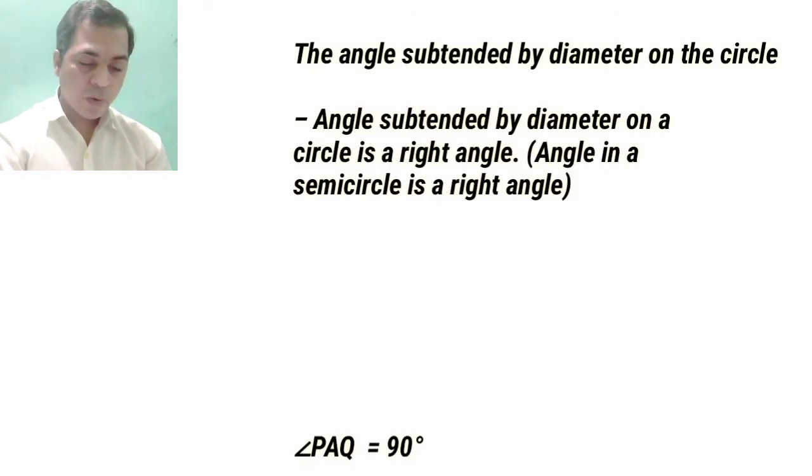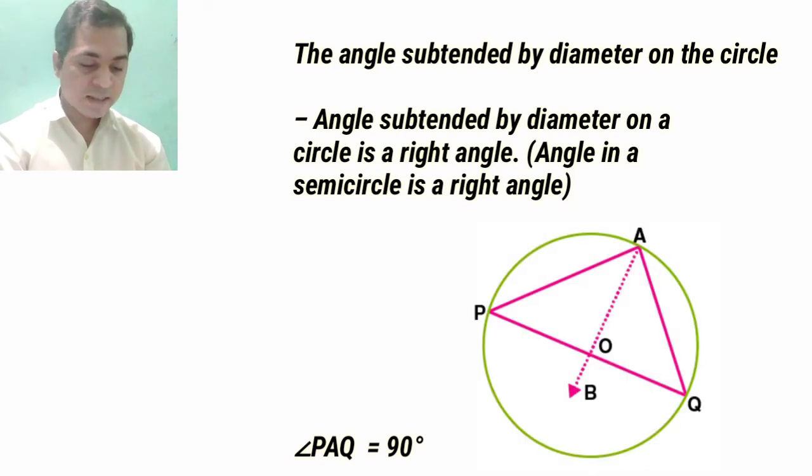Angle subtended by the diameter of a circle. The angle subtended by a diameter of a circle is always a right angle. The angle in a semicircle is a right angle. So students, here you can see that PQ is a diameter. If the angle is formed in the upper half plane or lower half plane of the circle, then angle PAQ will be 90 degrees. In short, you can say that the angle in a semicircle is always a right angle.